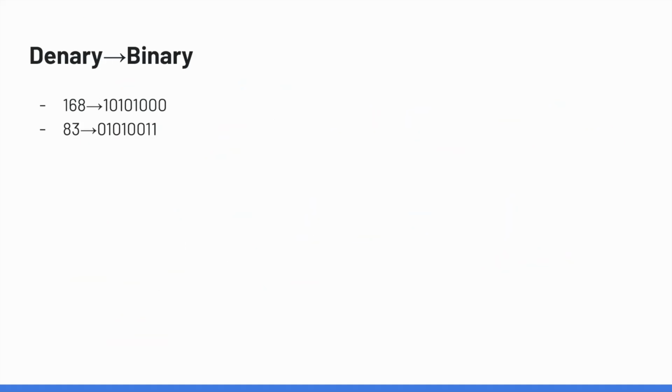So now that we've learned how to convert from binary to denary, let's go ahead and convert from denary to binary. Now, the trick to this is to figure out the biggest binary value that can fit into our denary value. So if our denary value is 168, let's go ahead and write out our powers of 2. Now we're going to stop at 2 to the power 7 because most values that we're going to be working with are going to be 8-bit values. They're going to have 8 binary digits.